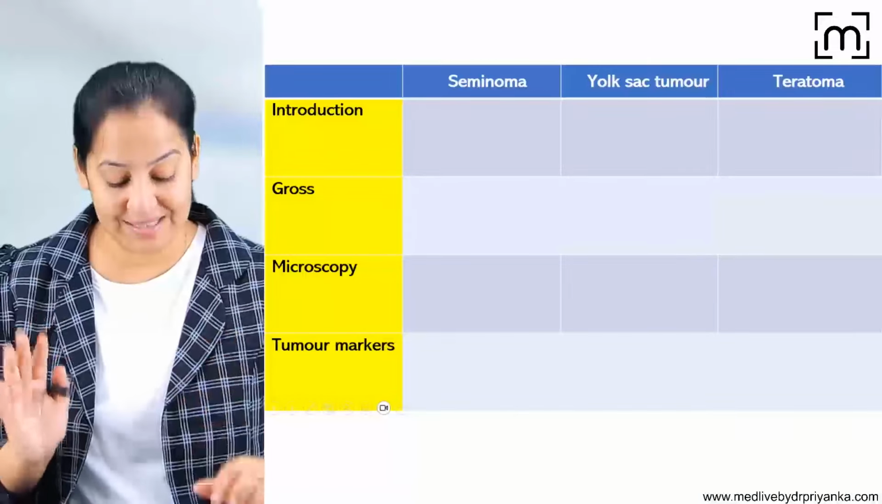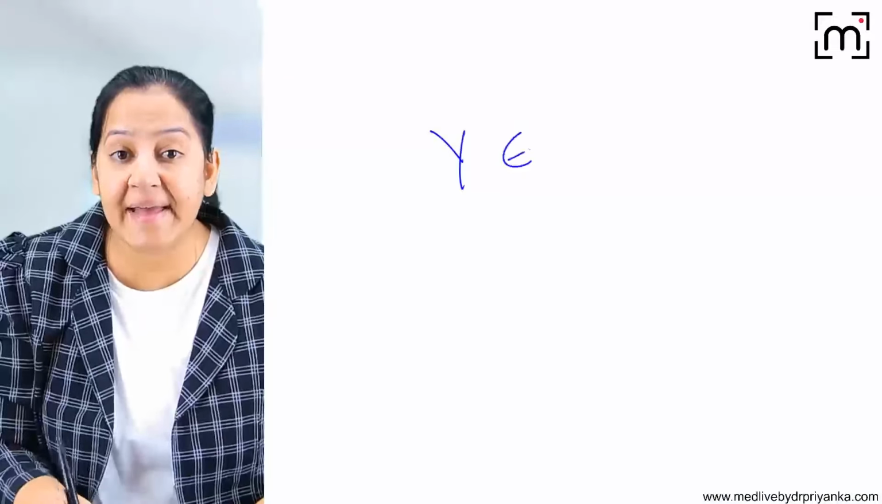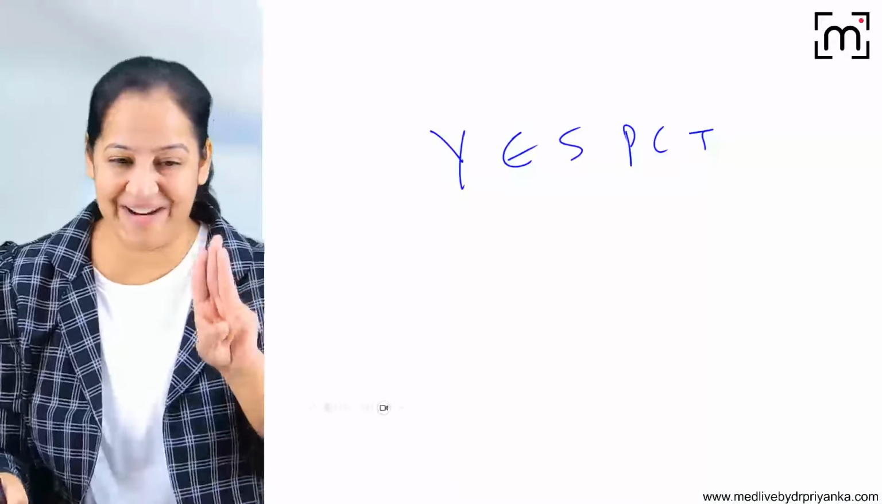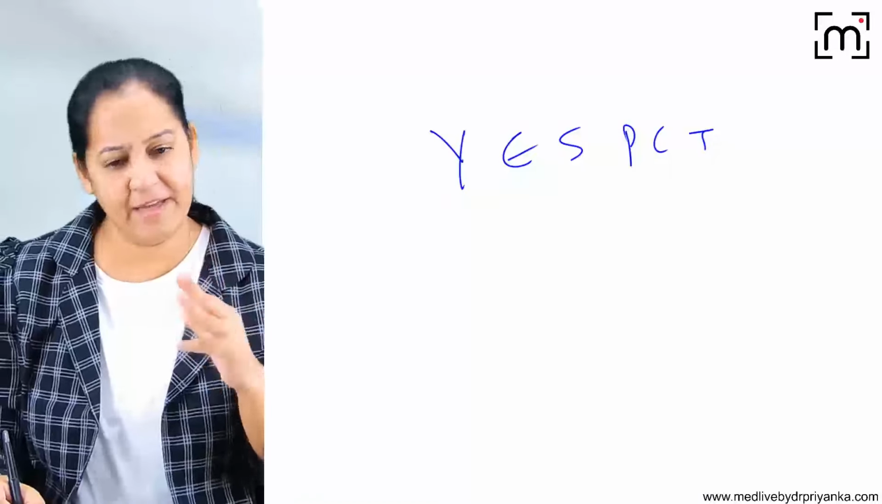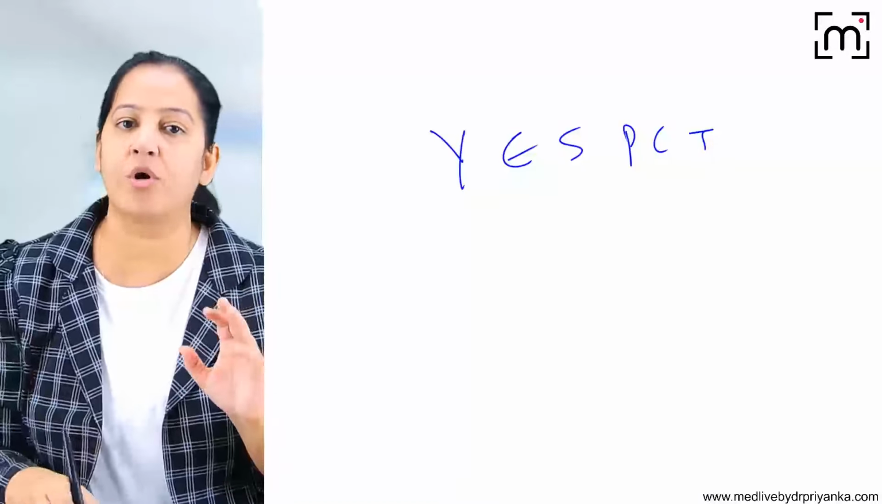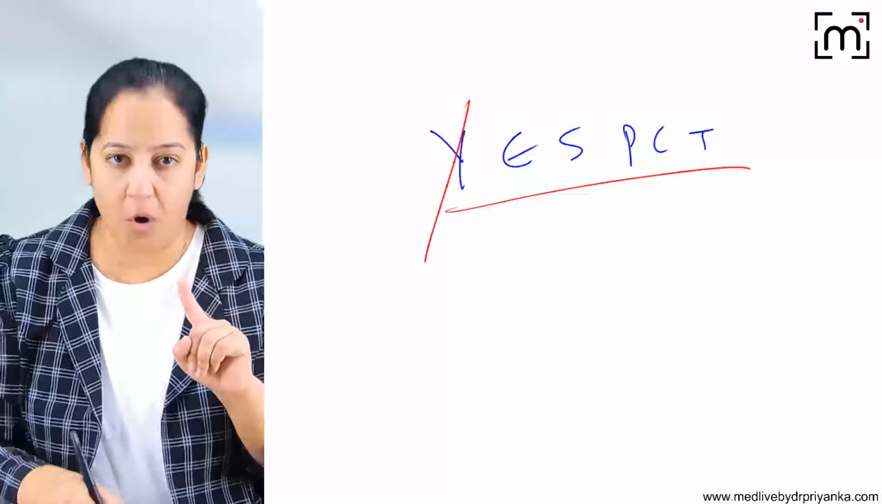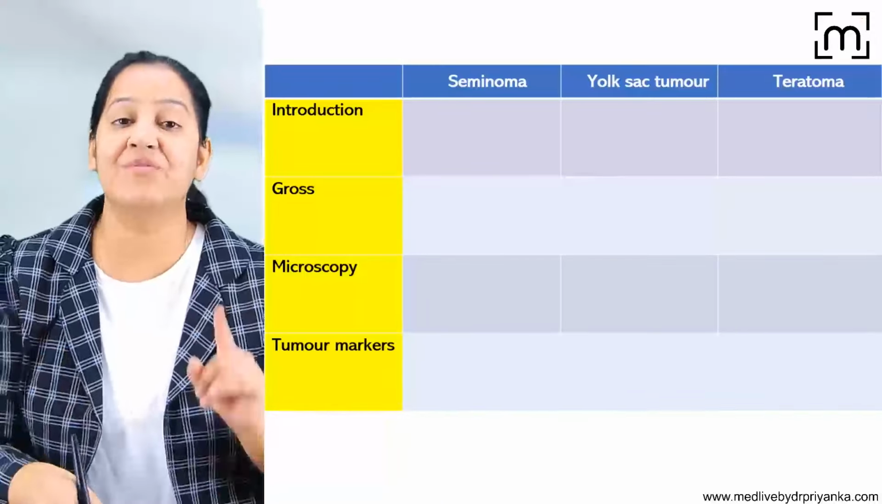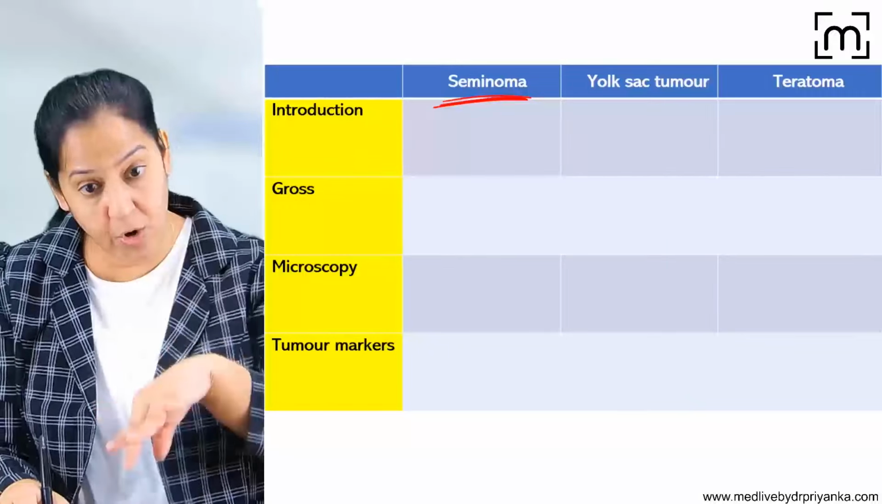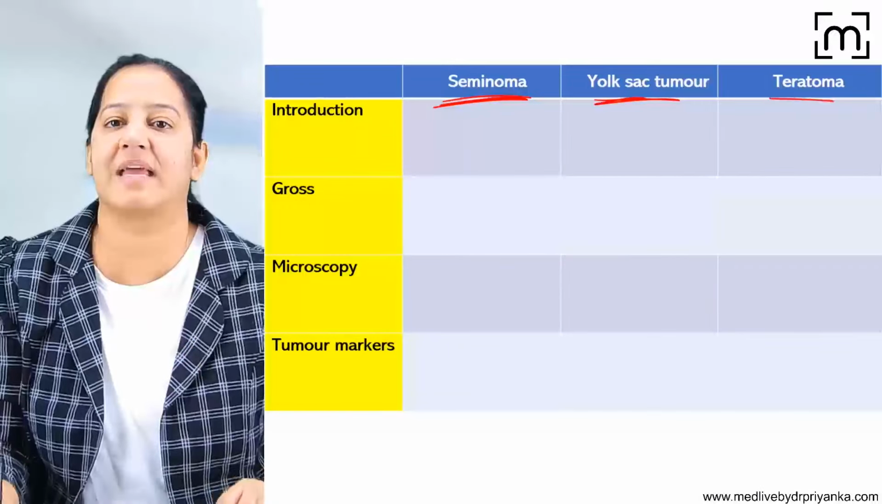Now, out of the 6 GCTs, 3 are ultra important. We are not discussing all 6. Usually questions come on 3 of them. And in your exam, if you get a long question, out of the 6 you have to discuss 3: yolk sac, seminoma and teratoma. These 3 we will discuss in detail. First I will let you know seminoma. Among the non-seminomas, we will discuss 2, that is yolk sac and teratoma.